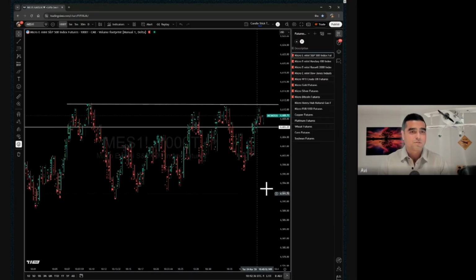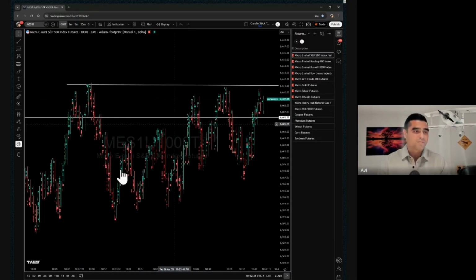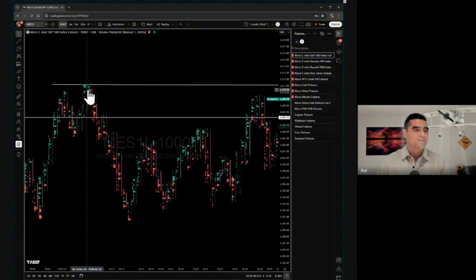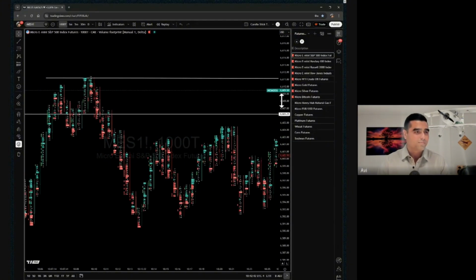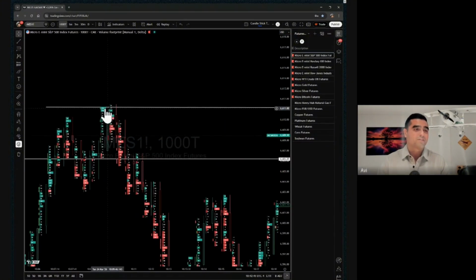This is where I'm bringing in the footprints. So I like the structure here. The pattern looks good, but what's really going on at the top? I want to see a tremendous amount of buying. So you can see lots of green, right? Green means a lot of buying.